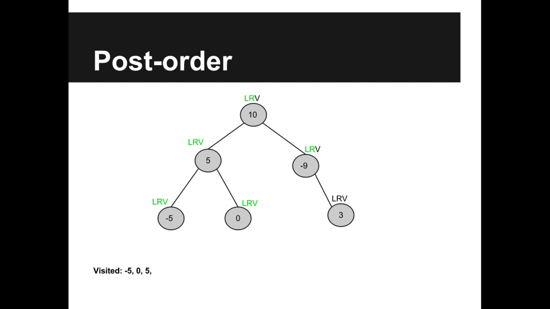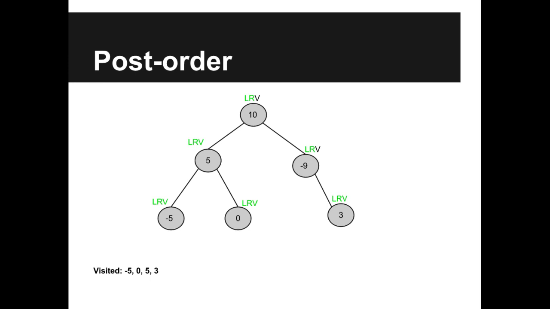The next letter in the sequence is the letter R, so we're gonna go to the right of node negative 9. To the right of node negative 9, as you see, we have the node with the data 3 in it. The node with the data 3 tells us to go to the left first. So we're gonna go to the left subtree of node 3, but we don't have a left subtree. So we're gonna look at the next letter in the sequence, which tells us to go to the right. We don't have a right subtree for node 3. So we're gonna execute the next letter in the sequence, which tells us to visit this node. So we're gonna visit node 3 and put it in our visit list.